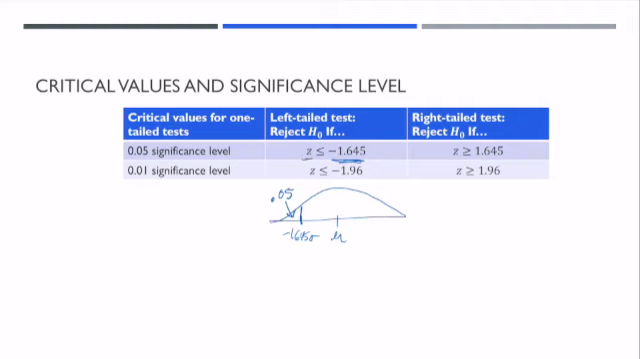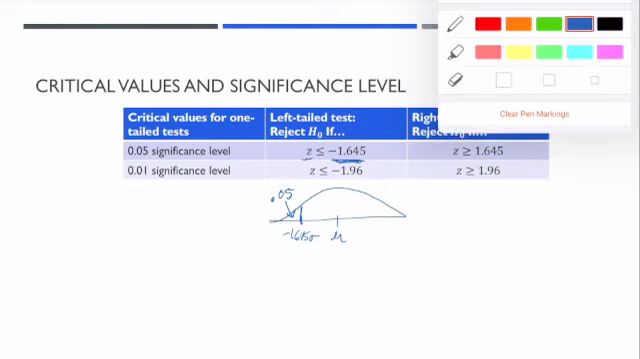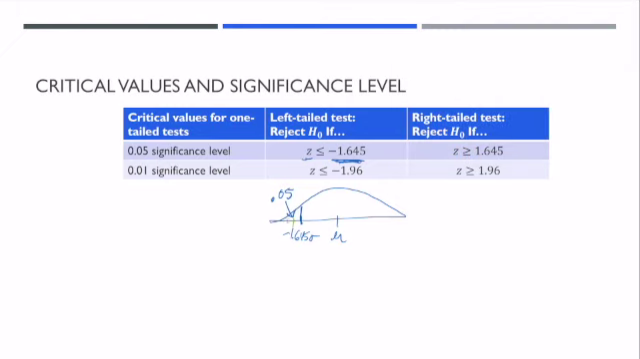So if I get a z-score less than negative 1.645, it's going to be further to the left, and therefore it's going to have a smaller area. So instead of having to look up in my z-table what the area under the curve is, if I know the critical value, I can just know right away whether or not to reject my null hypothesis.